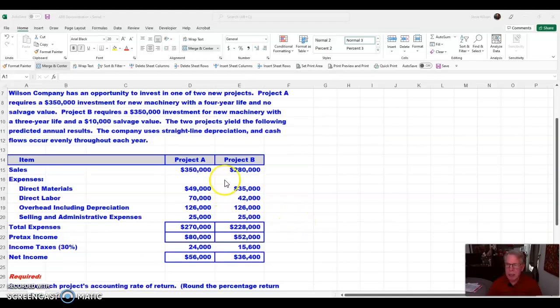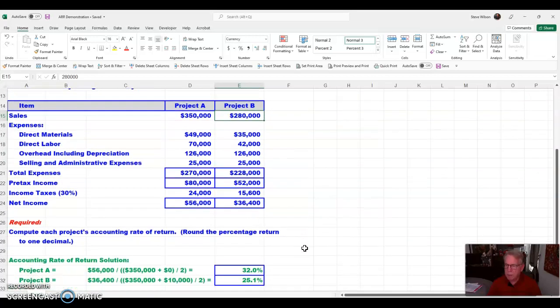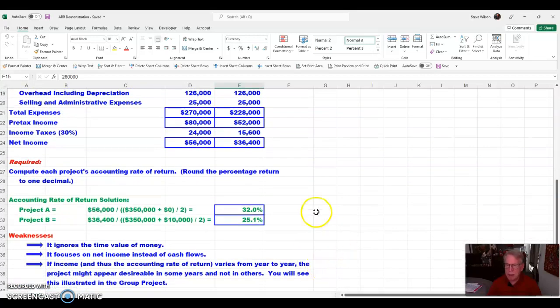So here is our income statements for Project A and Project B. We sold differing amounts here. This is not the investment now, this is the sales, and this is the sales for Project B. And it results in net income of $56,000 and $36,400. Now what we do then is we simply take the net income and divide it by the average investment.